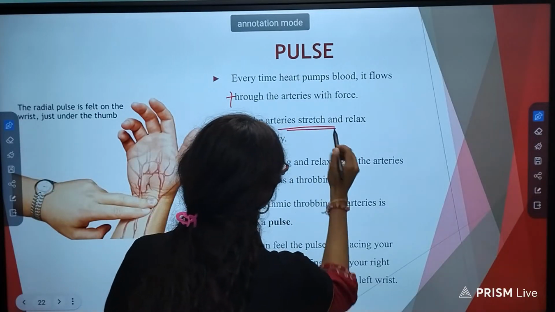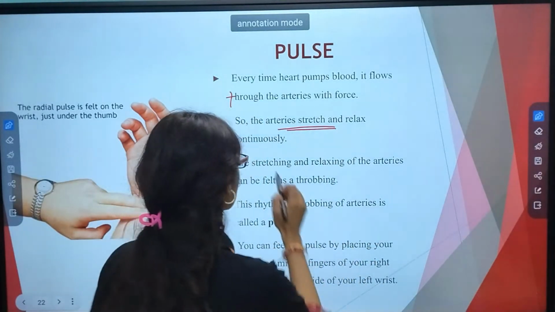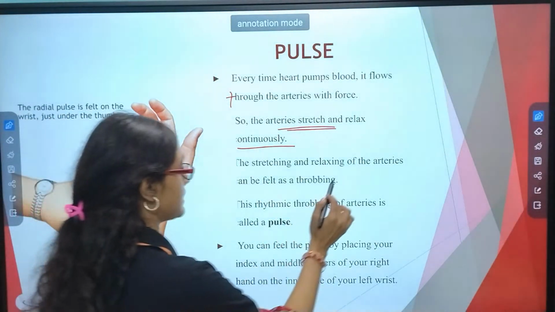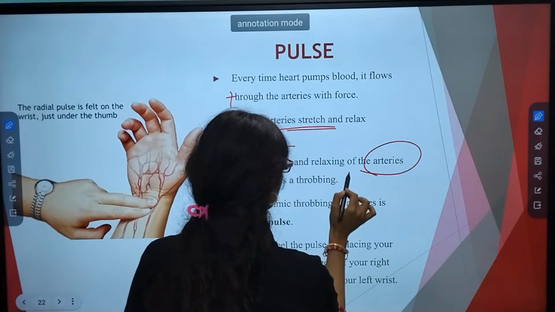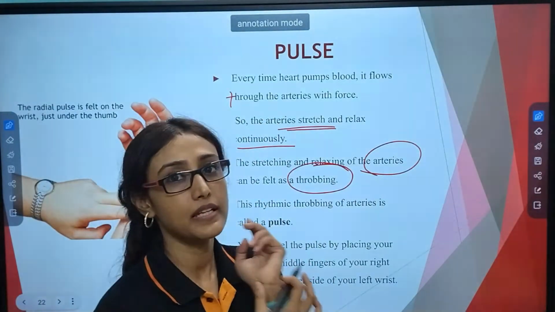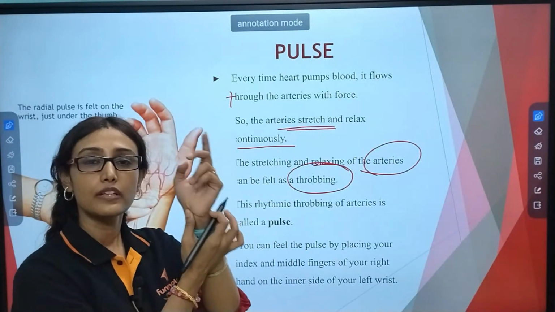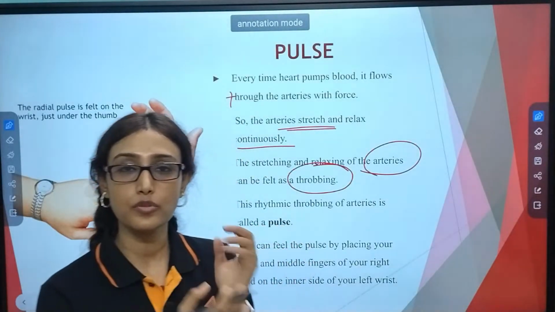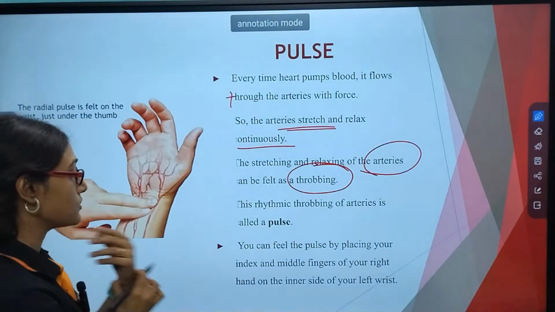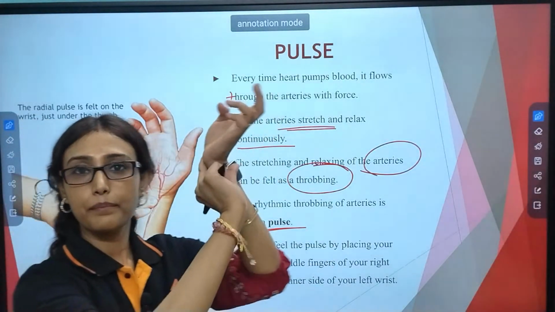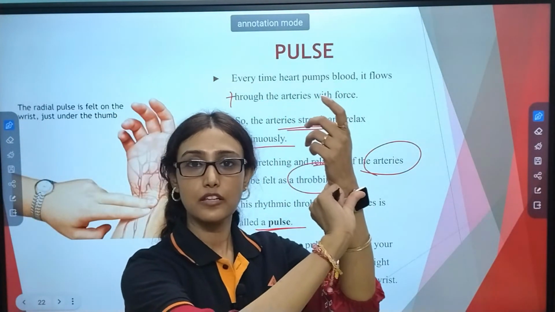The arteries also contract and relax continuously. This stressing and relaxing of arteries is known as what? Throbbing. Just now I have told you. Just like the heart, but it is not the heartbeat. So the arteries, like the heart, contract and expand, and they produce a sound that is known as pulse. So you can press here and just measure your pulse.